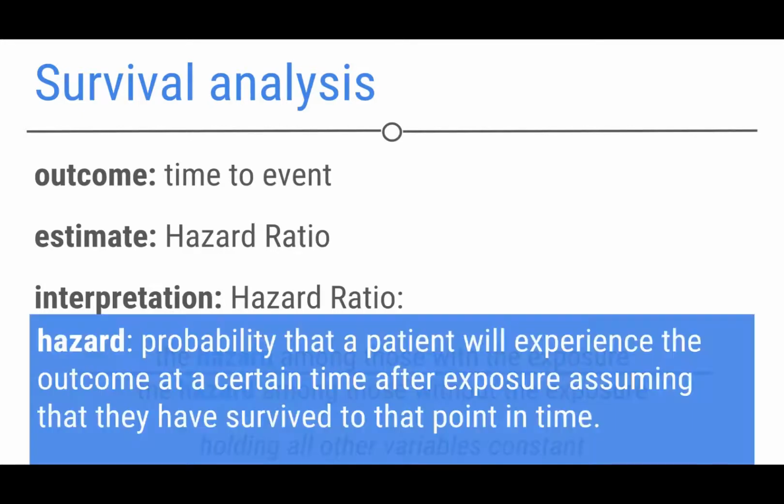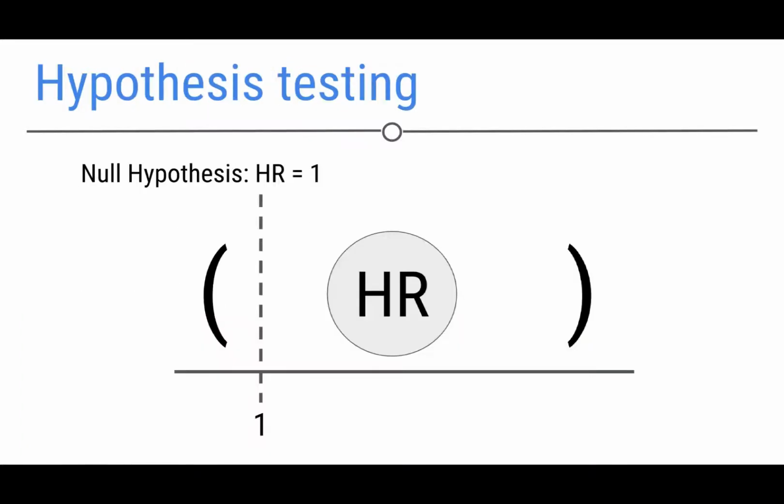The hazard is the probability that a patient will experience the outcome at an instantaneous time after exposure, assuming that they have survived up to that point in time. So the higher the hazard, the more likely that an event will occur. And a hazard ratio is the ratio of the hazard between two groups. So a hazard ratio of 1 is what the null hypothesis means. In other words, that there's no difference in the hazard for the two different groups. So the null is that the hazard ratio is equal to 1.